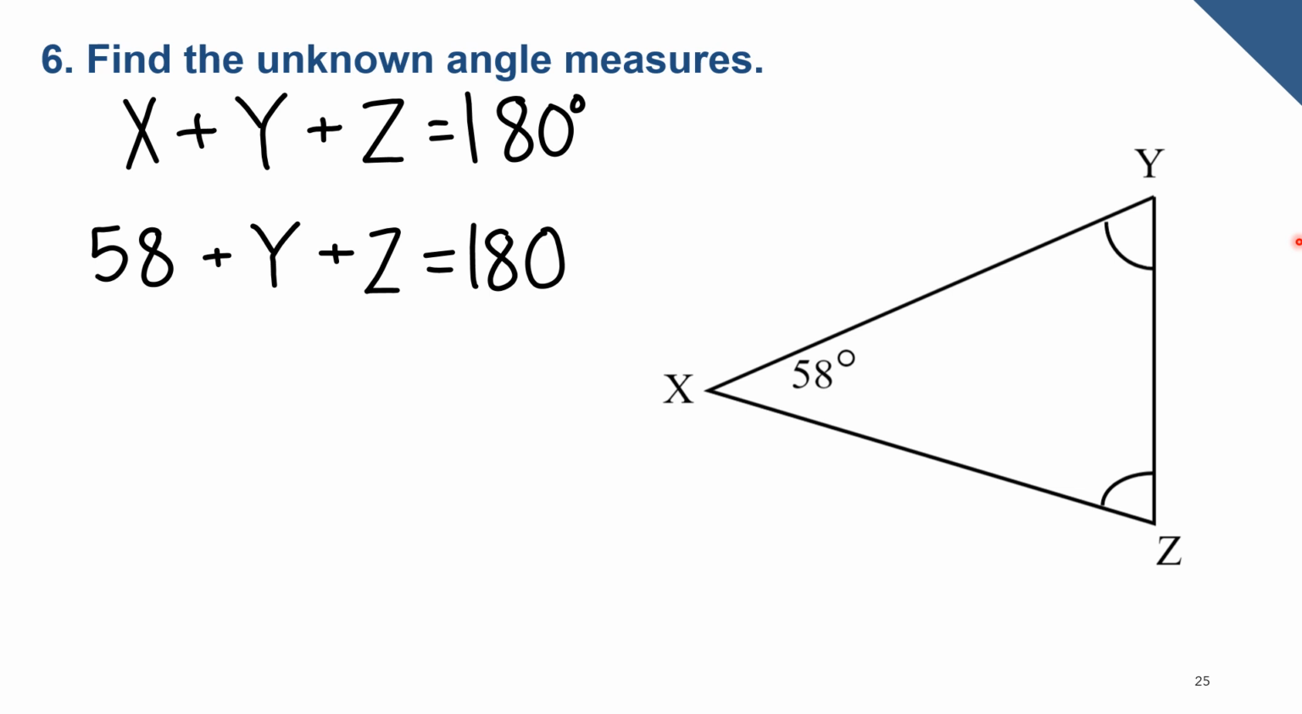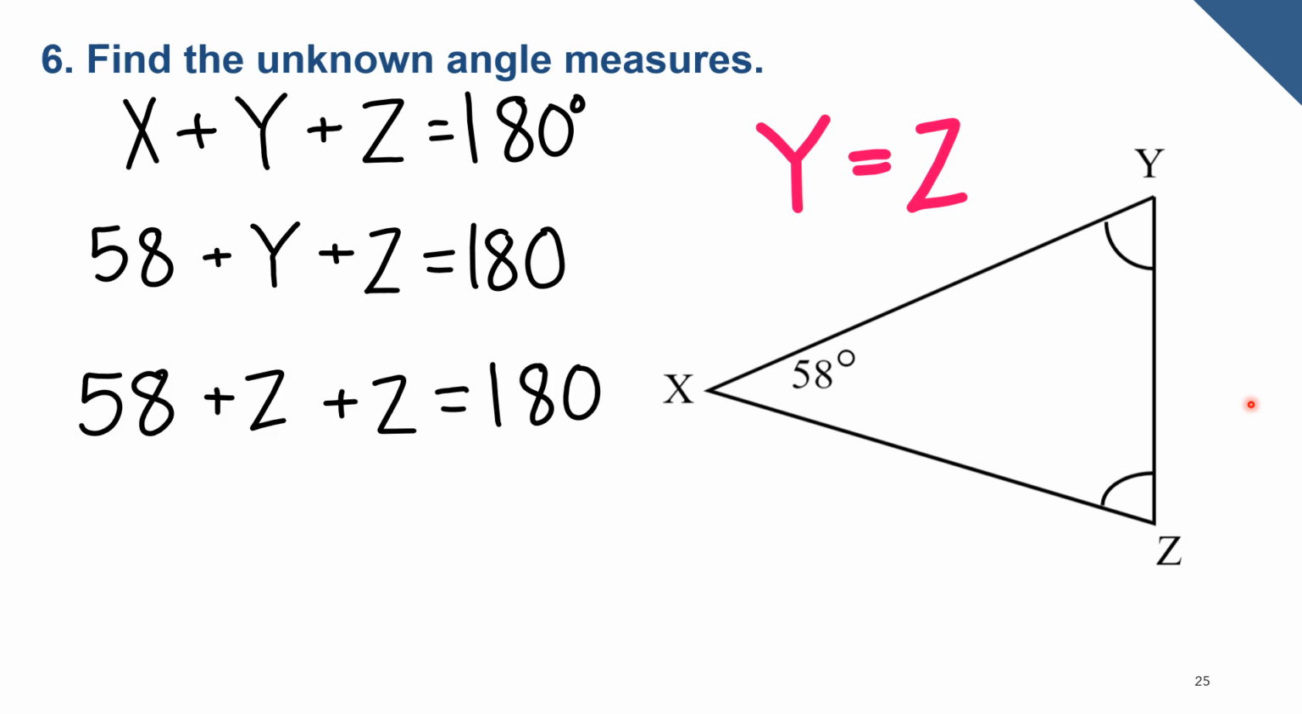Okay, so we've plugged in 58. But there's one extra piece of information we know. What do we know about y and z? They're equal, right? These angles are marked as congruent. That means they have the same measure. So y and z are really the same number. y is equal to z. So I'm going to take y and replace it with z.